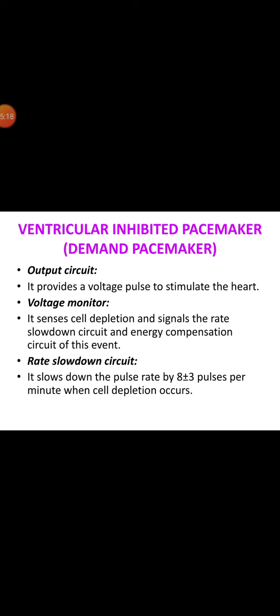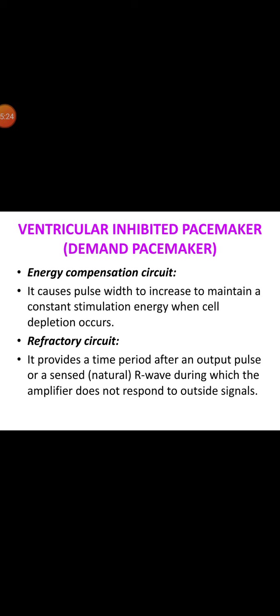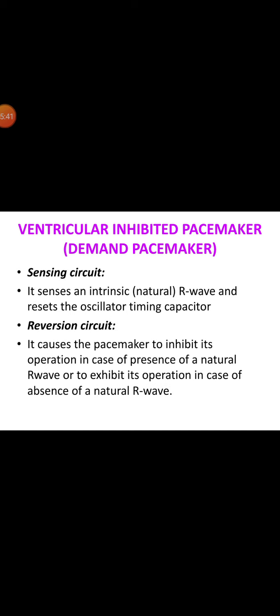The rate slowdown circuit slows down the pulse rate by 8 plus or minus 3 pulses per minute when cell depletion occurs. And the energy compensation circuit causes the pulse width to increase to maintain a constant stimulation energy when cell depletion occurs. It provides a time period after an output pulse was sensed R wave during which the amplifier doesn't respond to outside signals.